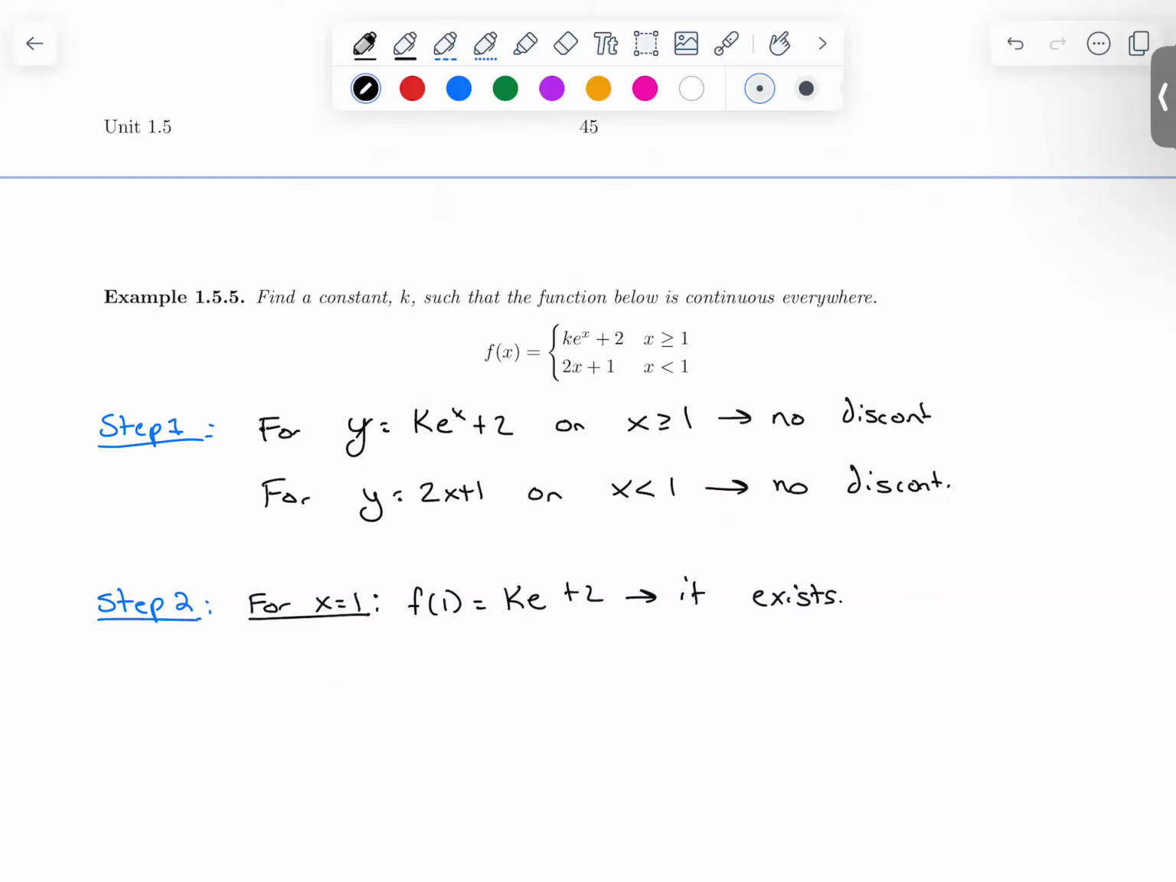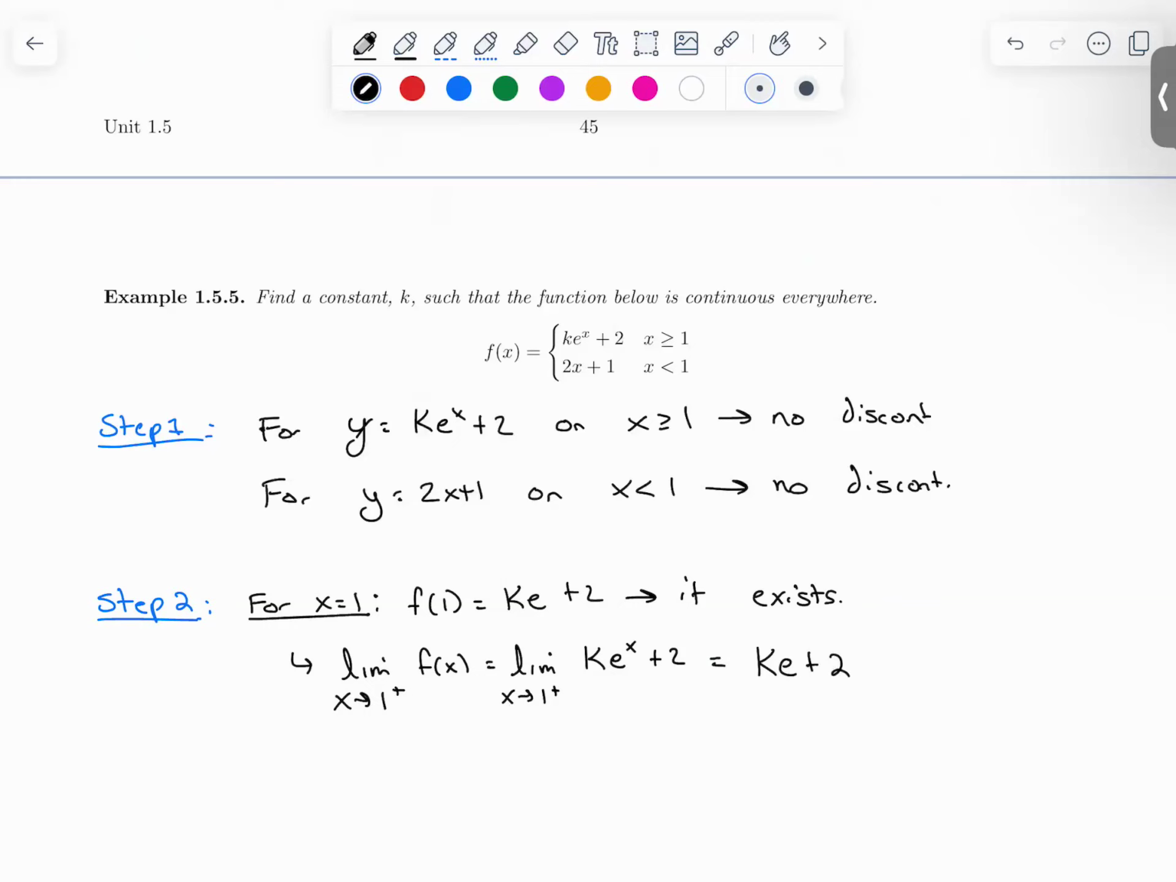We need the function to exist there. We also need the limit to exist. And since 1 is a dividing value, we'll check the left and the right-hand sides. So the limit as x approaches 1 from the right of f of x would be the limit as x approaches 1 from the right of the top function, k e to the x plus 2. And remember, for a limit, any alternate variable is separate from the variable for the limit. This is an x limit because it's as x approaches 1 from the right. The k is just a constant, so you don't need to plug anything in. So this becomes ke plus 2.